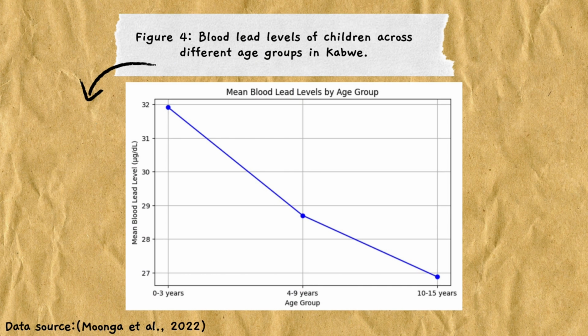This next line graph shows the mean blood lead levels in micrograms per deciliter for three age groups. The data indicate a decreasing trend in blood lead levels with increasing age. The age group of 0 to 3, the youngest age group, has the highest mean blood lead level at about 32 micrograms per deciliter. The graph suggests that younger children in Kabwe are exposed to higher levels of lead compared to older children.